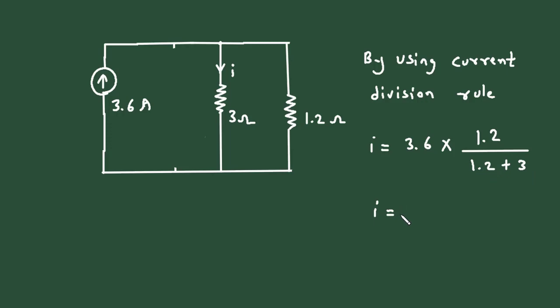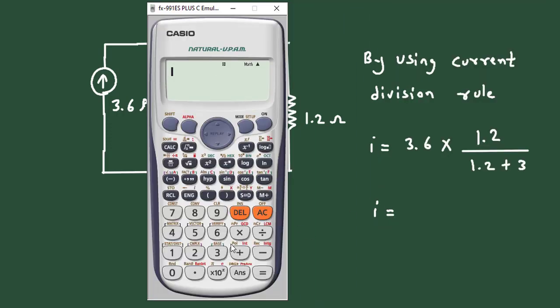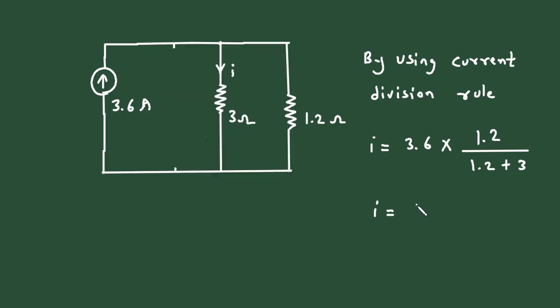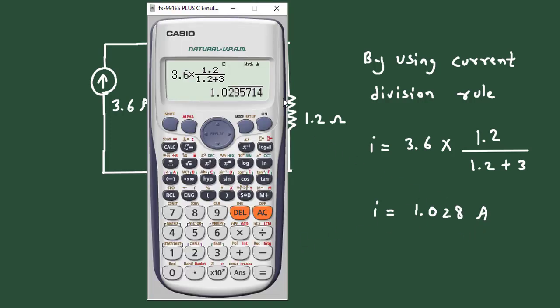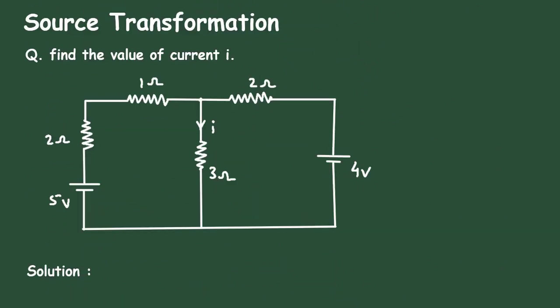If we solve this, we get I is equal to 3.6 multiplied by 1.2 divided by 1.2 plus 3. So it is 1.028. 1.028 ampere is the value of current I. So this is how we can find the value of current I by using the source transformation technique.